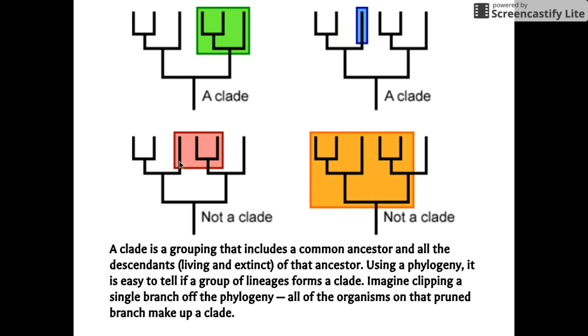This is not a clade. There's no way to trim one branch to get this grouping. This is also not a clade. Now, how could you turn this orange one into a clade? You're right, trim it down here, and that picks up this group.